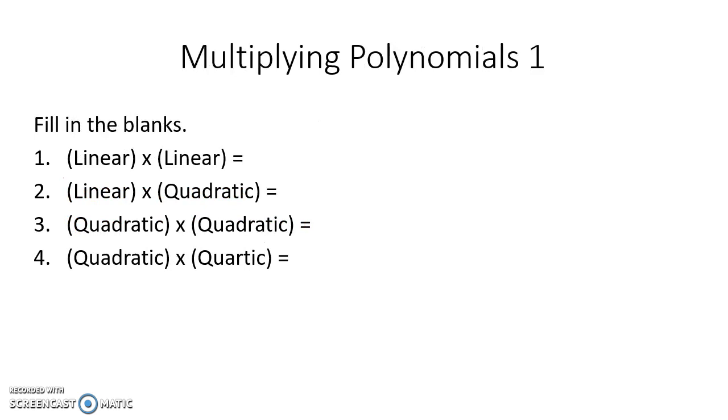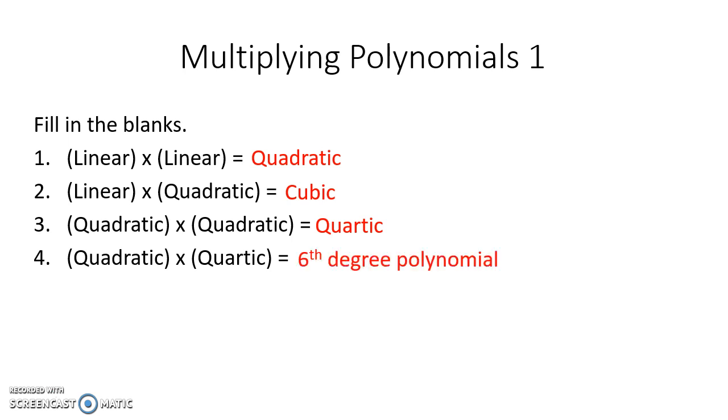All right, so let's fill in the blank. If we take a linear factor and multiply it by another linear factor, what will we get? We should get a quadratic. What about if we multiply a linear times a quadratic? Hopefully you said cubic. A quadratic times a quadratic? It should be a quartic. And what about a quadratic times a quartic? Hopefully you said a 6th degree polynomial.